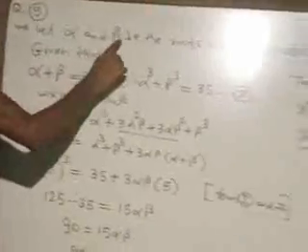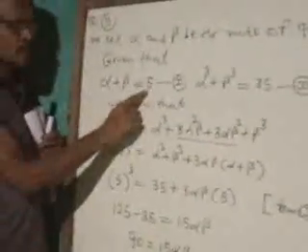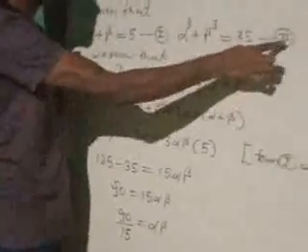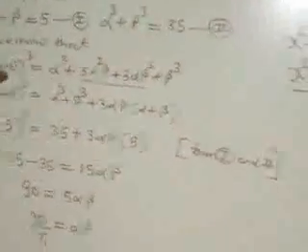Let alpha and beta be the roots of the quadratic equation. Given that one value we have given, alpha plus beta equal to 5. Equation 1. Alpha cube plus beta cube, the sum of their cubes, is 35. Equation 2. We know that this formula we can use in one example.